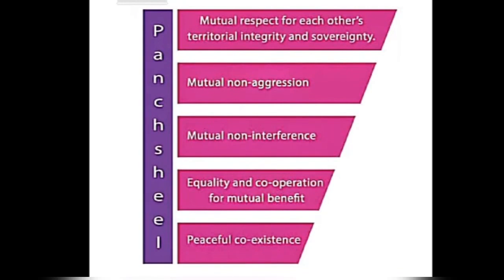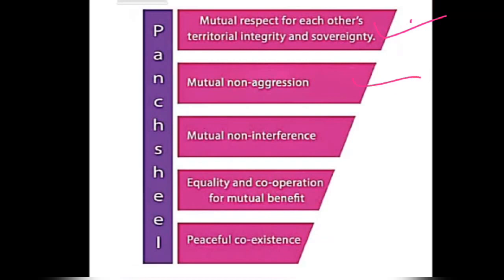You can check it, children, on page number 270. Both countries agreed to the 5 principles. What are the 5 principles? Mutual respect. Each and every country should respect the territorial integrity and sovereignty of others. That is the first point of Panchashil. Here it is given like that, children. The first point I am telling: each country should respect the territorial integrity and sovereignty of others.